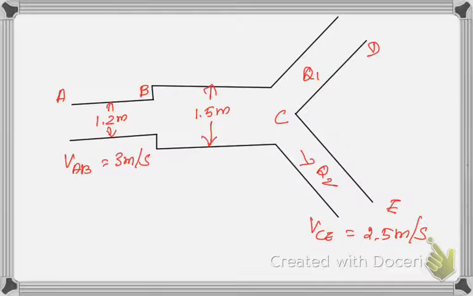Now we have to determine the volume flow rate of AB. That is, they have asked us to determine the QAB. It is going to be very simple because we know the area. By using the diameter we can get the area, and the velocity is also given to us. So the first one is very easy, that is the volume rate of flow in AB.